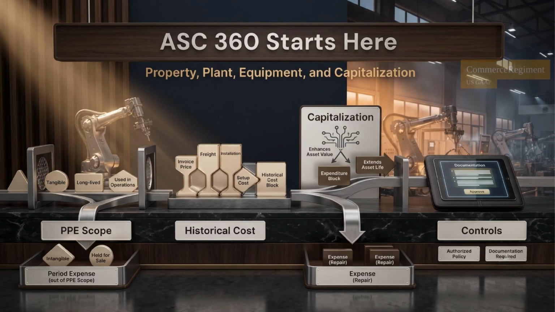We are starting ASC 360, and this first lesson is about the foundation of property, plant, and equipment, or PPE. Before we talk about depreciation, impairment, held for sale classification, or disposal, we need to answer a basic but very important question. What enters the cost of the asset and what stays out? Think of this video as building the fixed asset register correctly from day one. If the opening cost base is wrong, every later calculation can become wrong with confidence. And that is the most dangerous kind of accounting error.